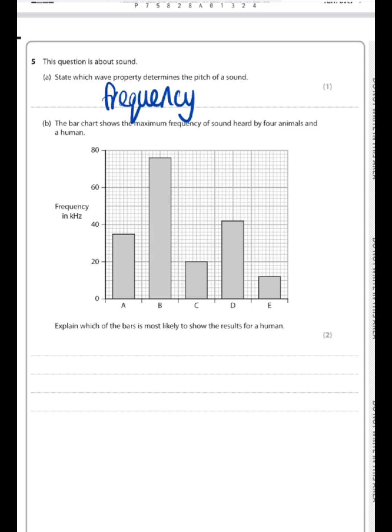So if we look at all of those bars there, anything above 20,000 hertz is what we refer to as ultrasound. So if you look at C, it actually stops at 20,000. E has a maximum range lower than that, and all the other 3 are much higher. So we know that it must be C is the human. And the reason for that is because humans can hear up to a maximum of 20,000 hertz.